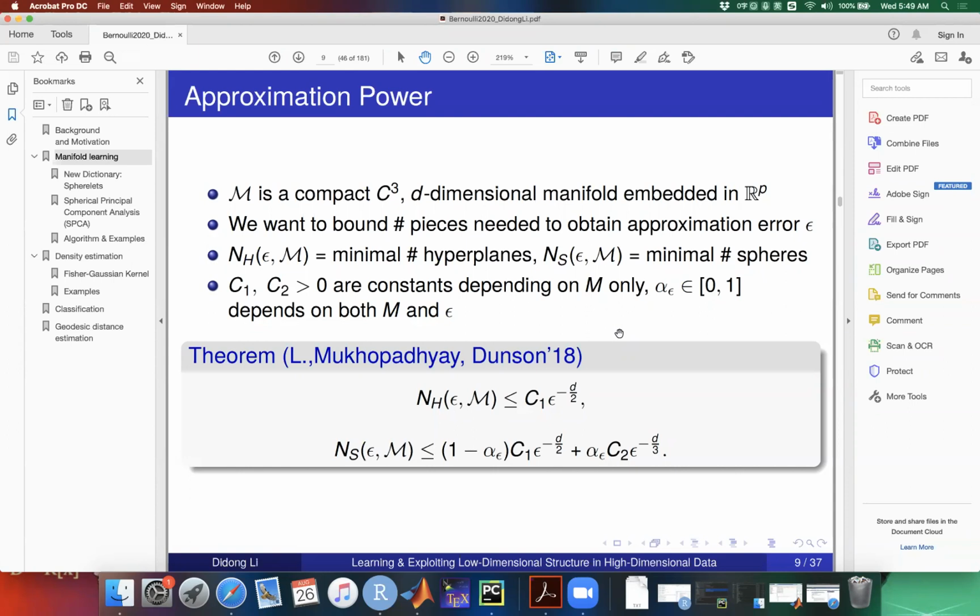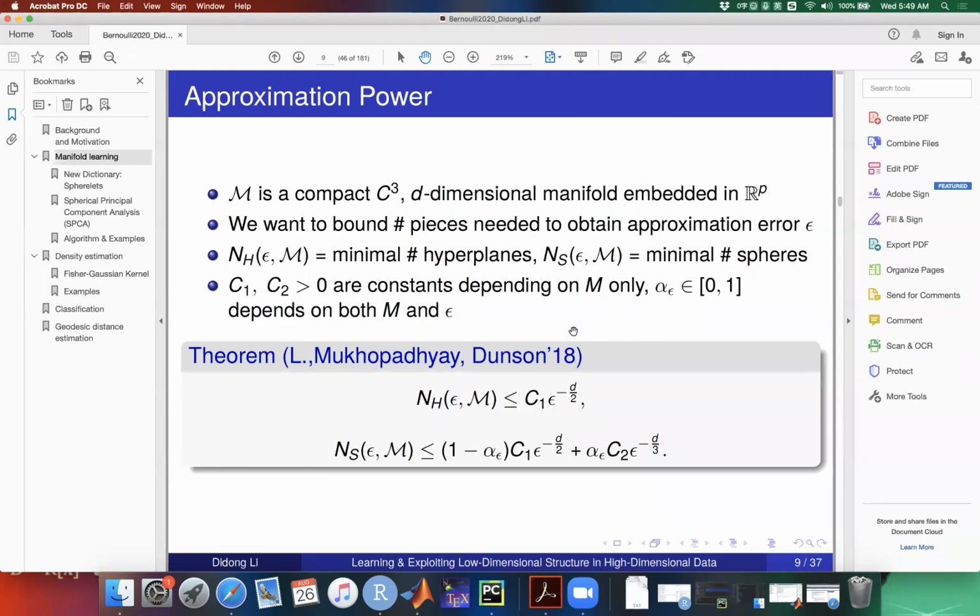In the case of the Swiss roll you showed, which is a 2D surface in 3D, the Gaussian curvature is 0, so maybe it's hard to approximate by spheres. Do you know how alpha epsilon behaves in this case? Yeah, that's a very good point. The Gaussian curvature is not appearing in the proof. The quantity that affects alpha epsilon is the change of principal curvatures.